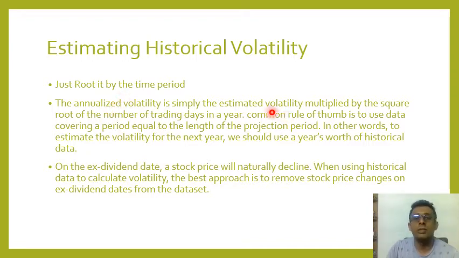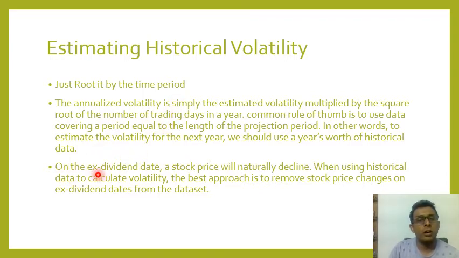So simply, the estimated volatility is multiplied by the square root of the number of trading days in a year. A common rule of thumb: we should not use this formula in a certain way. If we want to project for a period like 1 year, we have to take the whole of last year's data. We should not use this formula otherwise, that's what they are saying.